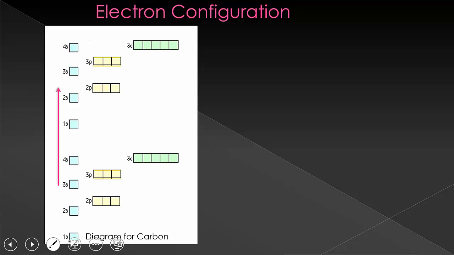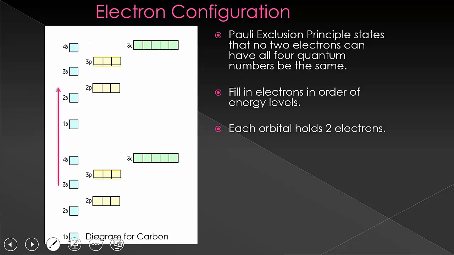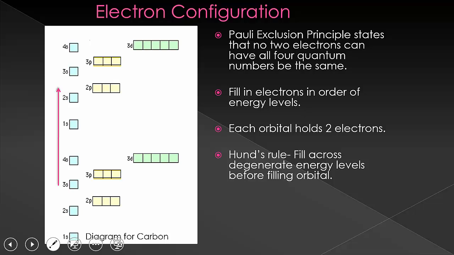There are rules for how to fill the electrons into the orbitals. First, we'll count how many electrons we have, which for carbon is 6 total, and then we'll start at the lowest energy and fill up. Each orbital can hold 2 electrons. If there is only one orbital of a particular energy, simply fill it till it's full. When we get to the p orbitals, though, we're going to have a choice. Do we fill one orbital or do we go across the row? Hund's rule states that it is better to go across the row first. So you'll fill across degenerate energy levels before filling each individual orbital.